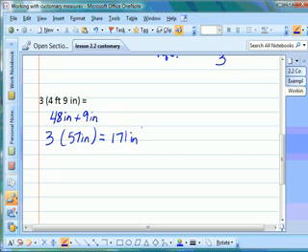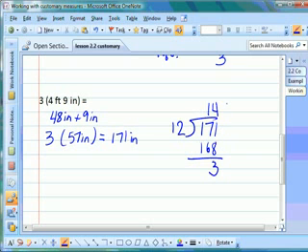We're moving from inches back into feet. Inches to feet is to the right on our chart, and to the right we're going to divide. We're going to divide by 12. So 171 divided by 12. 12 will go into 171 14 times. 14 times 12 is 168. When we subtract off, we get 3 leftovers. So that gives us 14 feet and 3 inches as our final answer.